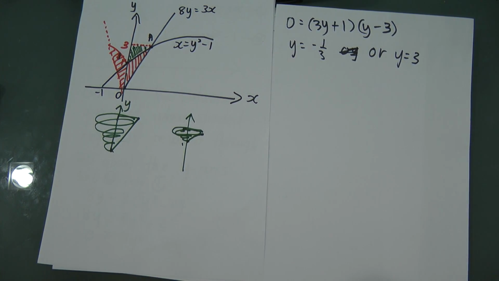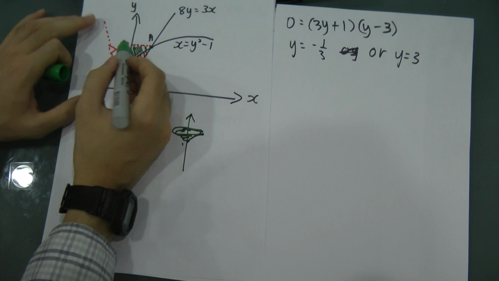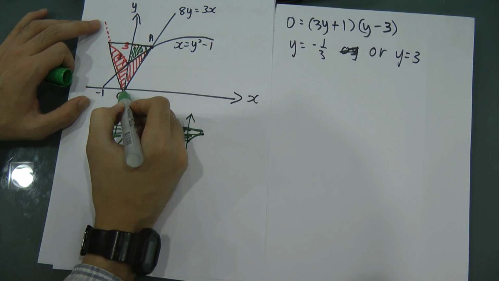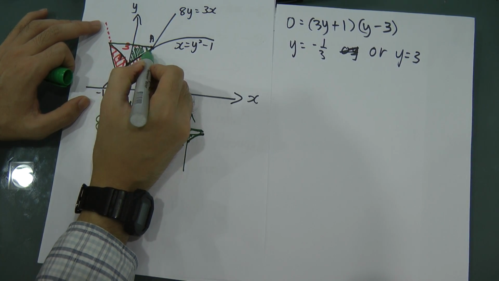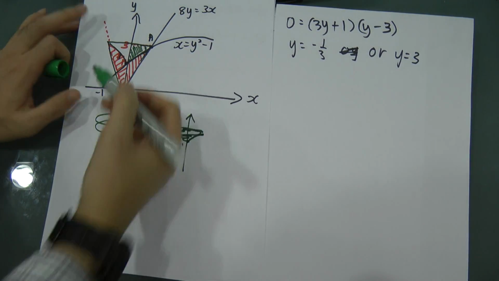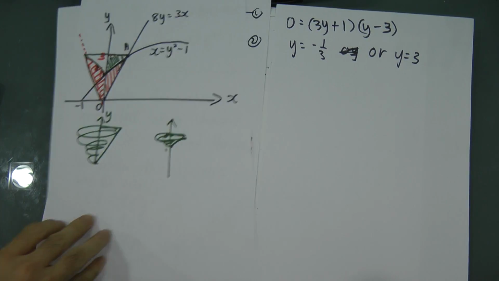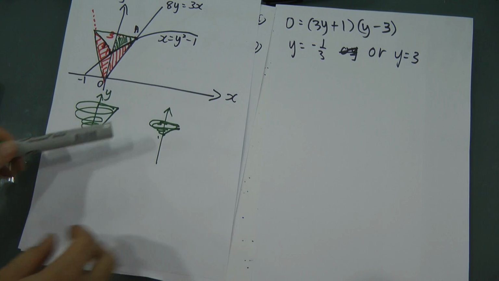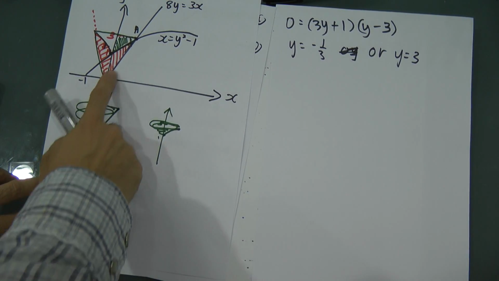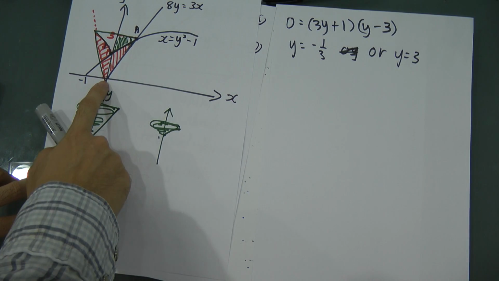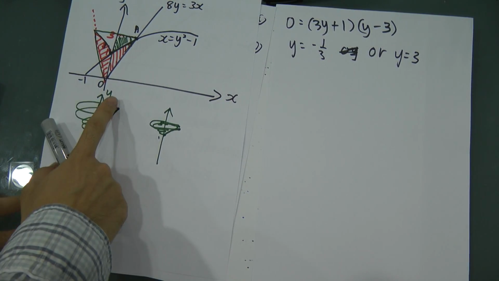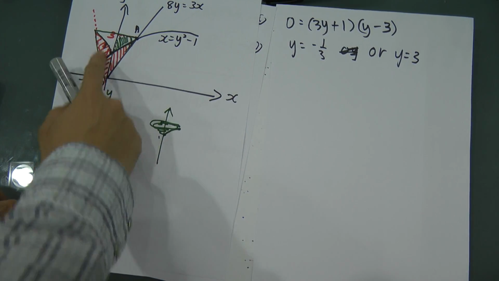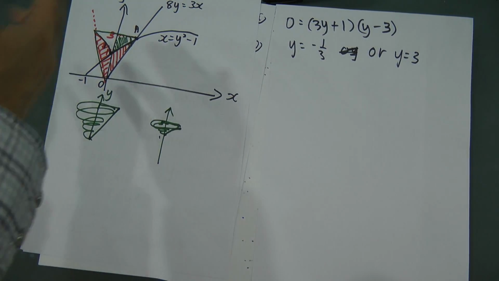So I hope you got the idea. Basically I will use the big one minus the small one. This is the small one, this is the big one. Of course the diagram looks like this, just to give you some idea. So first, this one is 3, from 0. I will integrate the straight line from 0 to 3, and then rotate 360 degrees on the y-axis.